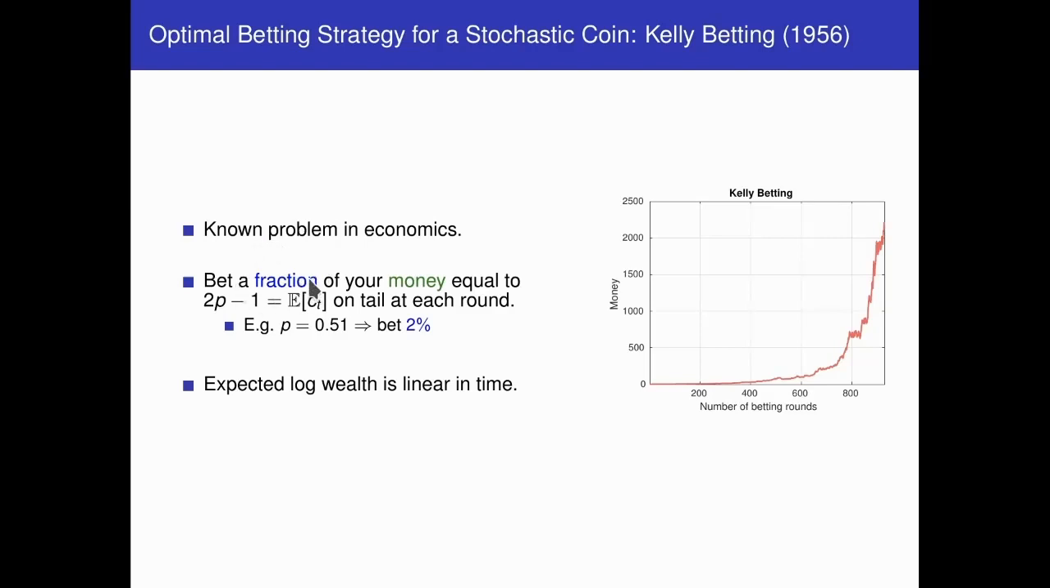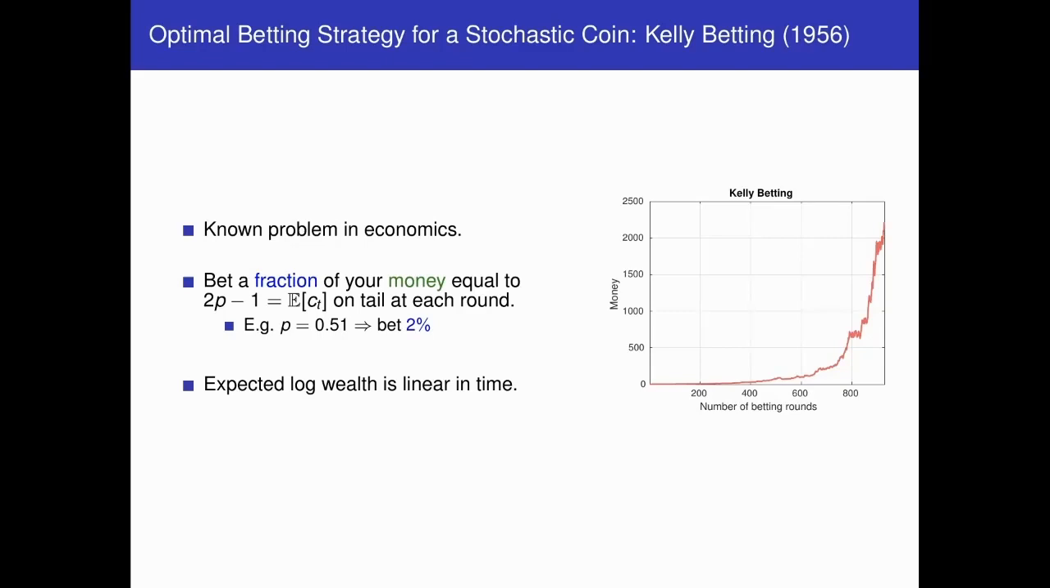And by the way, the fraction of the money will always be in blue, the money always in gray. So let's say that, for example, the coin is not fair, but it's very close to a fair coin. The bias is 0.51. You should bet 2% of the money that you have blindly, doesn't matter if you win or lose, always on the same side. Now, if you do that, Kelly proved that the expected log wealth will increase linearly in time. So roughly speaking, you can imagine that your money will increase exponentially over time.